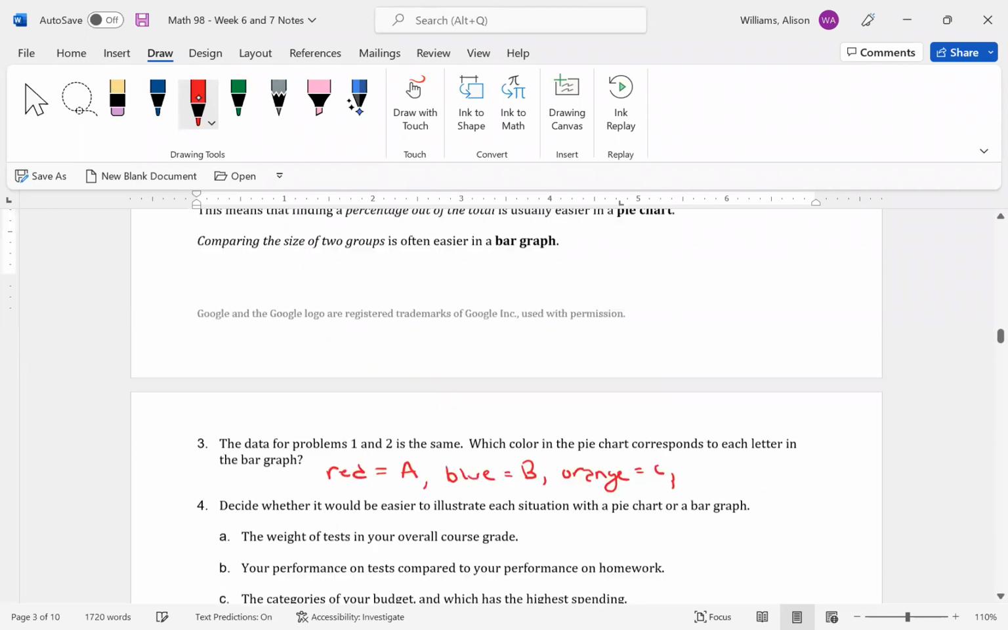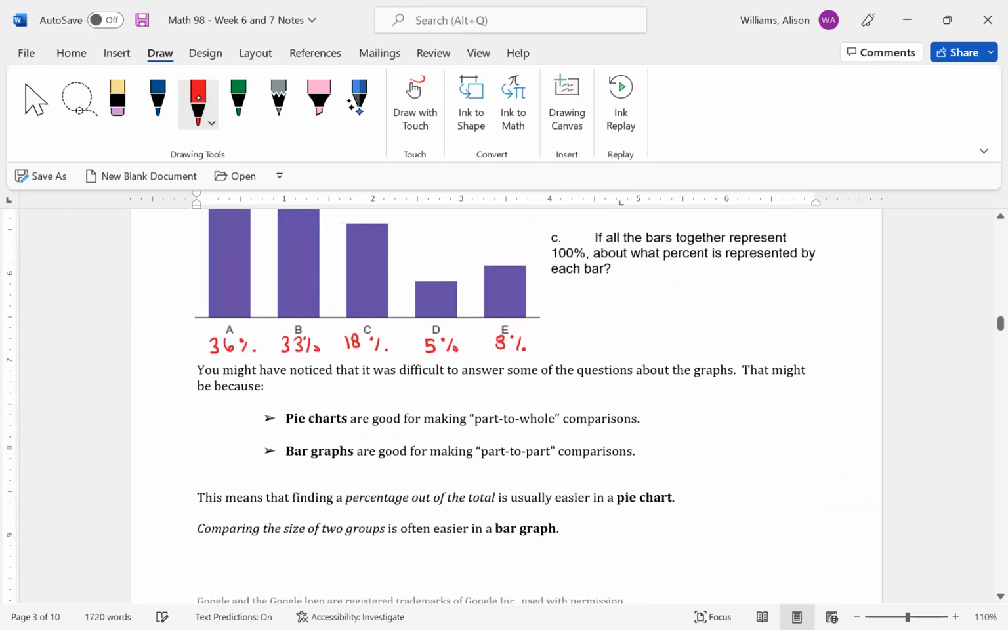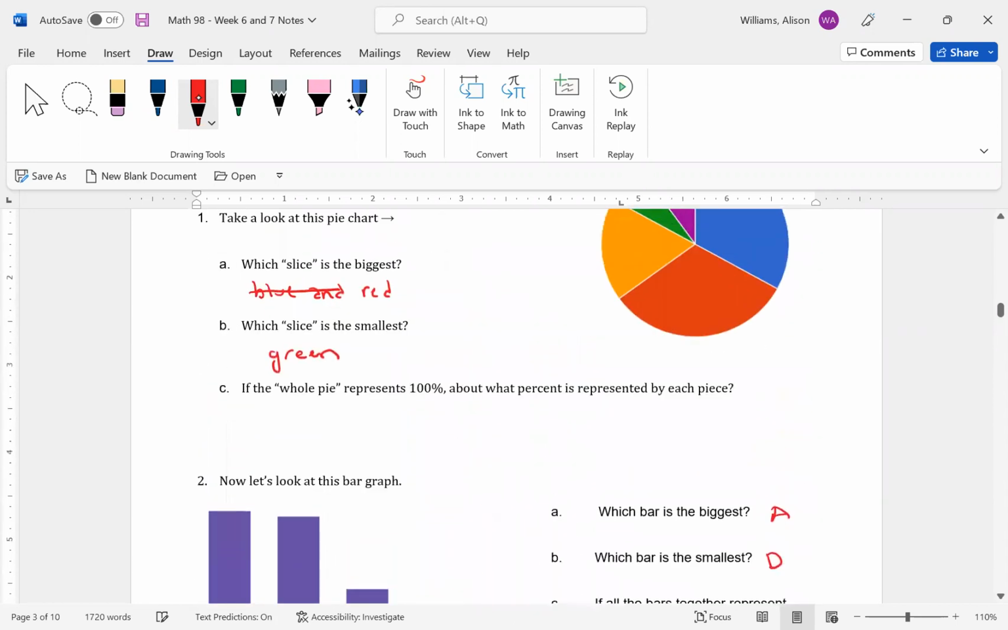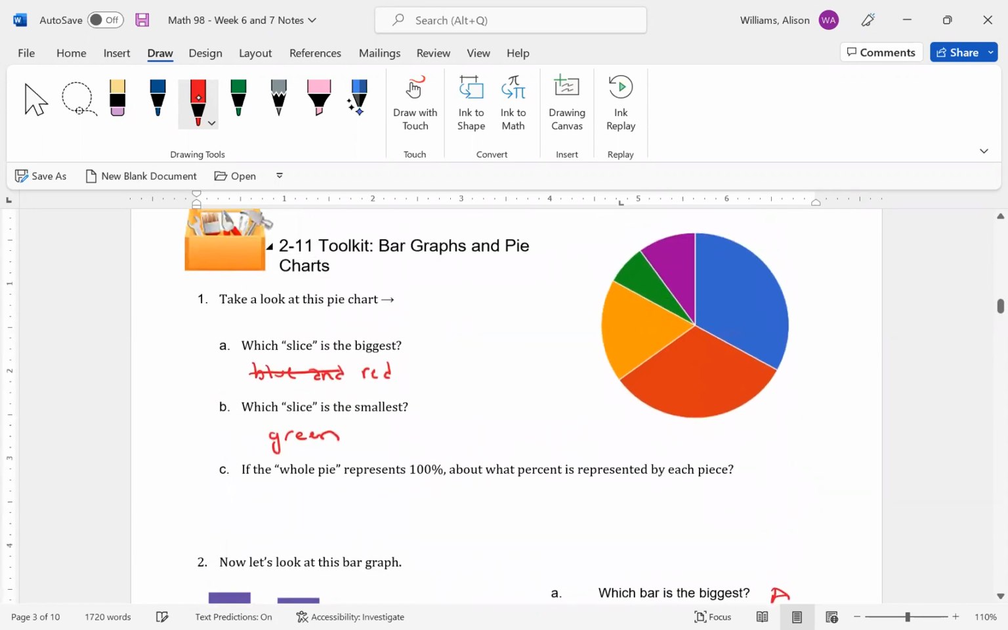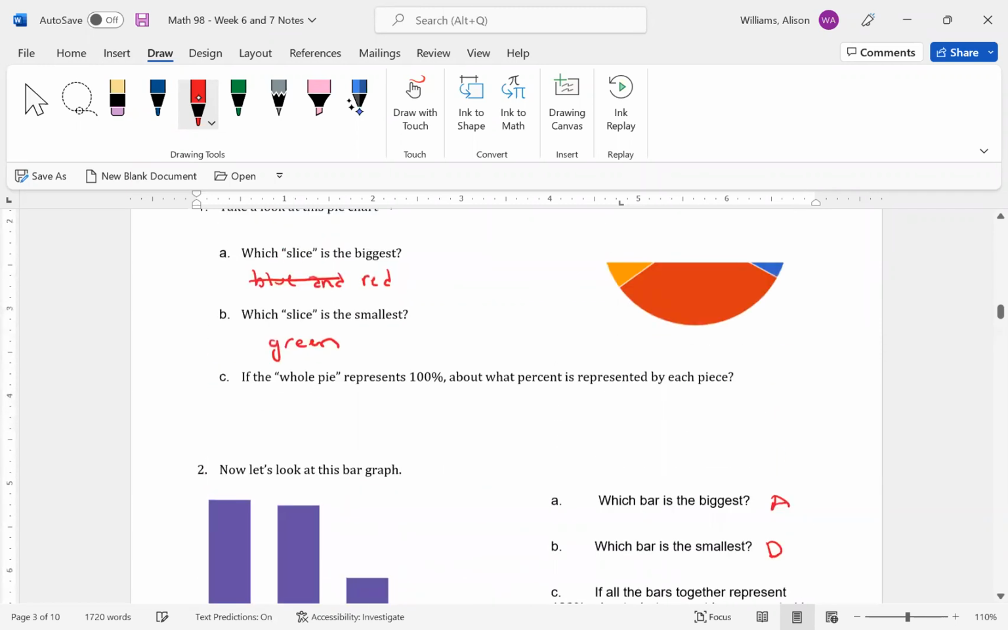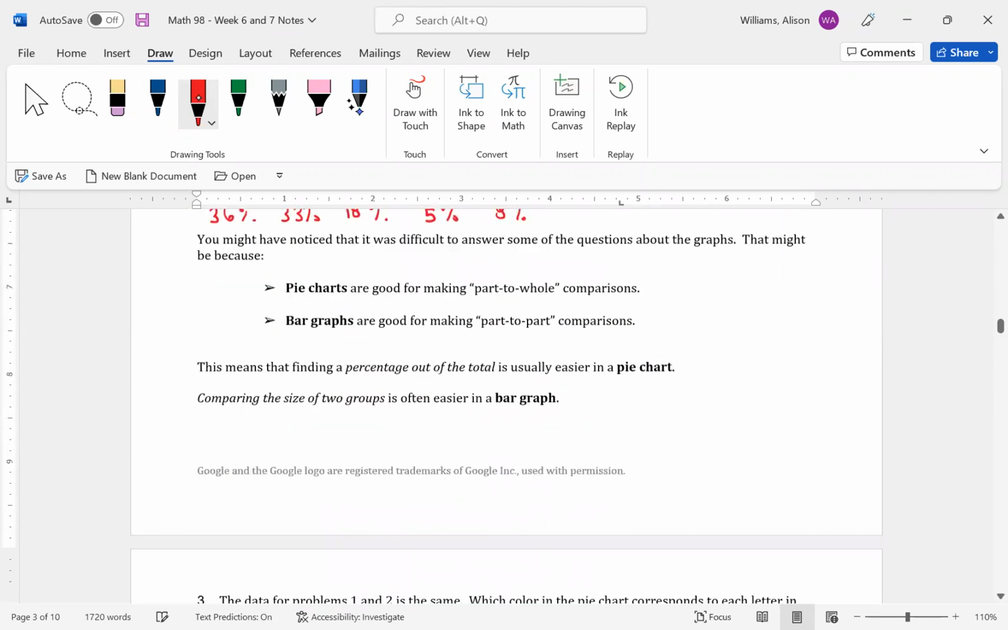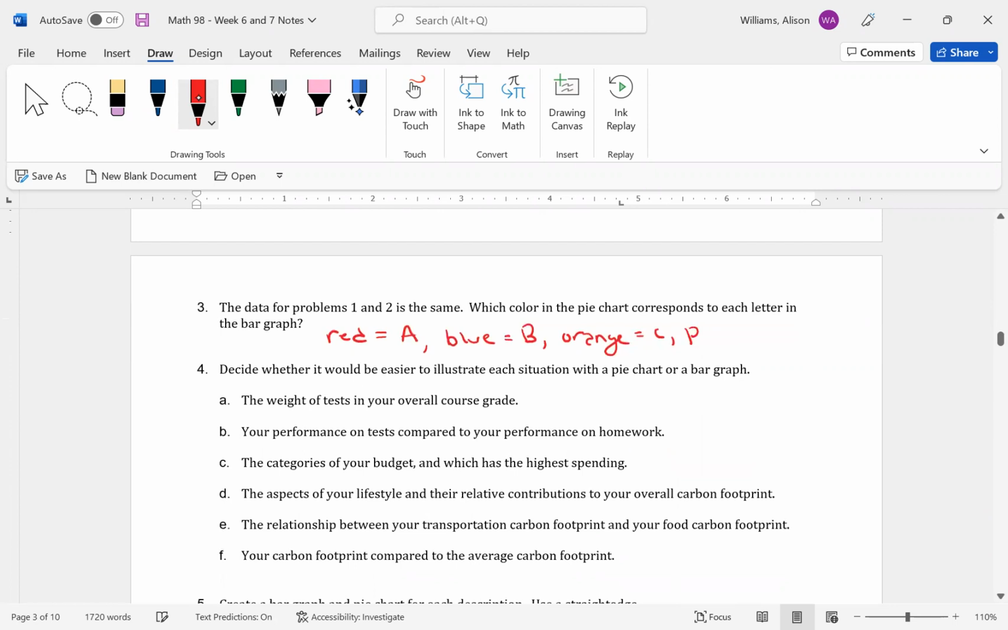And then it goes purple. Sorry, it gets mad at me when I move. Purple is next, and that would match E, and then green would be D. So purple would go with E, and green would go with D.